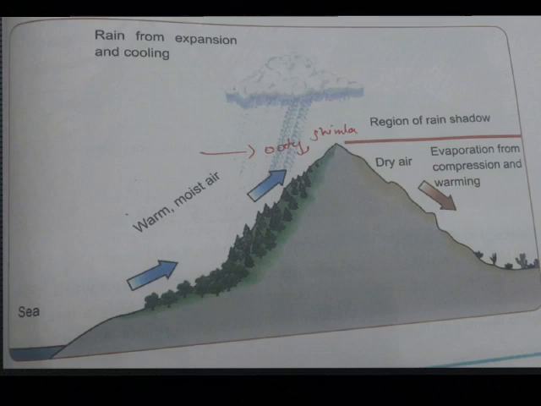I hope you have understood what I taught now. Students, today's portion is over. In the next class we are going to learn about the remaining 3 factors. They are distance from the sea, direction of the winds, humidity and rainfall.